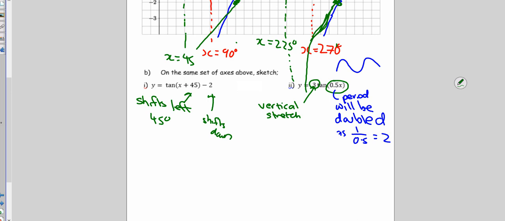You could say vertical stretch of scale factor 3. Or like Tilly said, it goes up faster and goes down faster, triple the rate it did before. There is no amplitude because with tan graphs there's no max or min. They just go up infinitely and down infinitely.